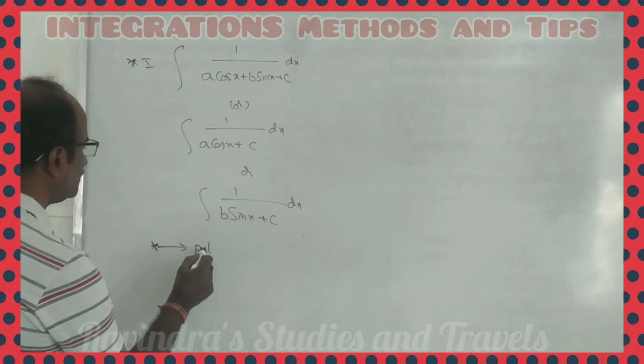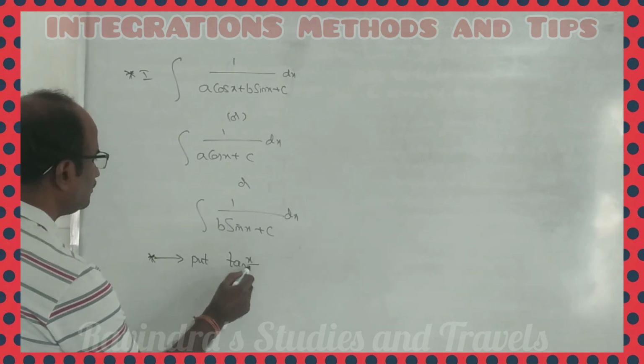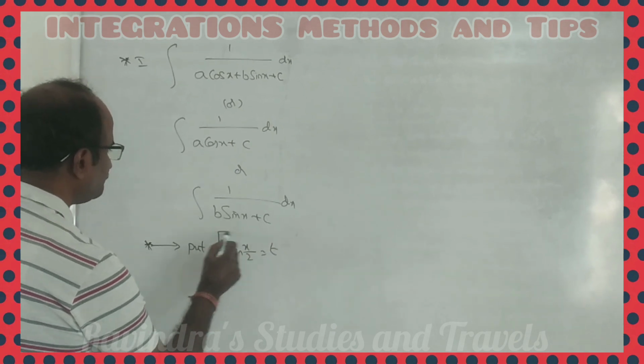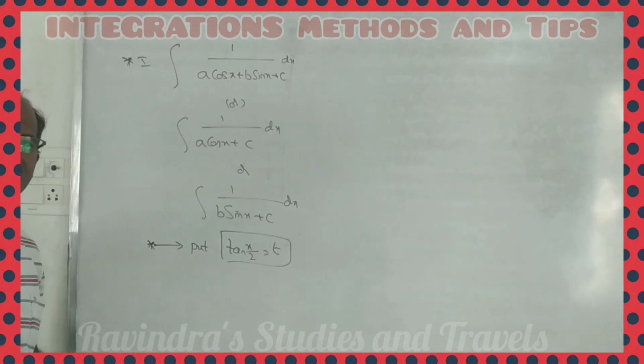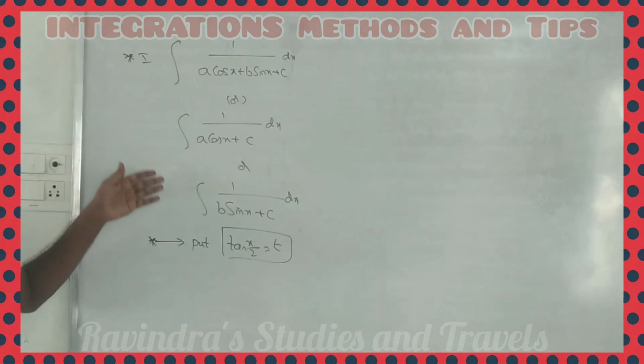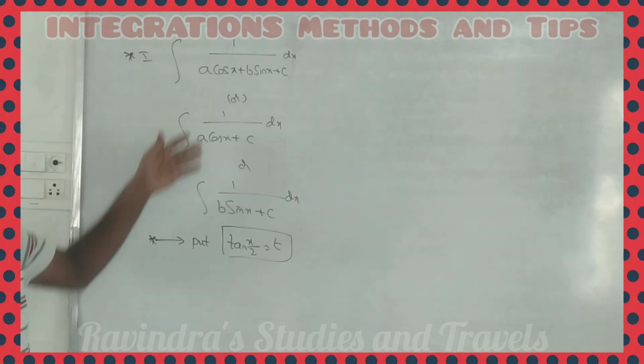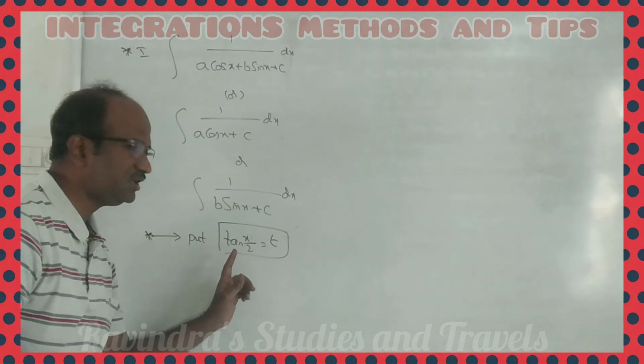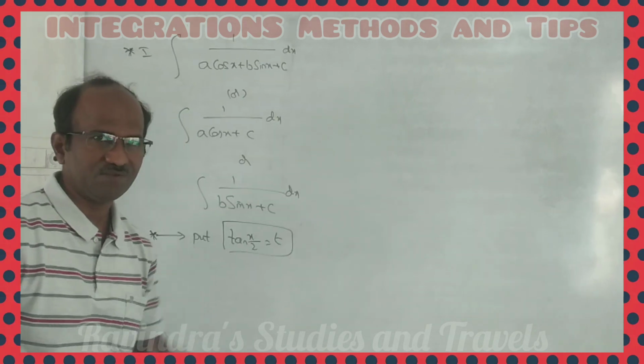put tan x by 2 equal to t. Whenever you find integration of a function of this type, you should put tan x by 2 is equal to t. For this, 1 mark will be given.